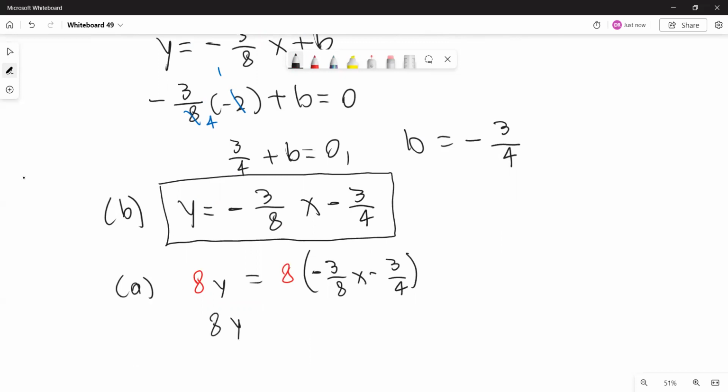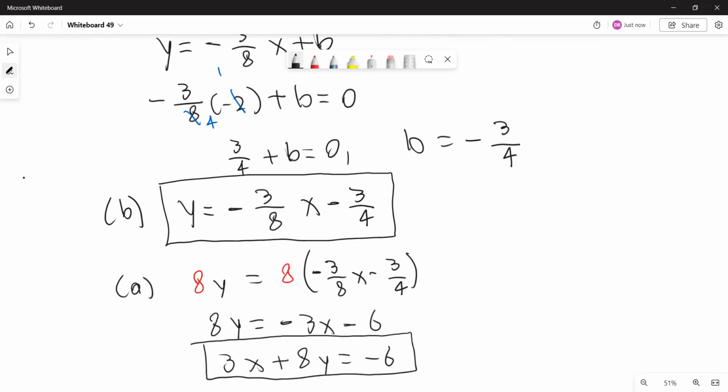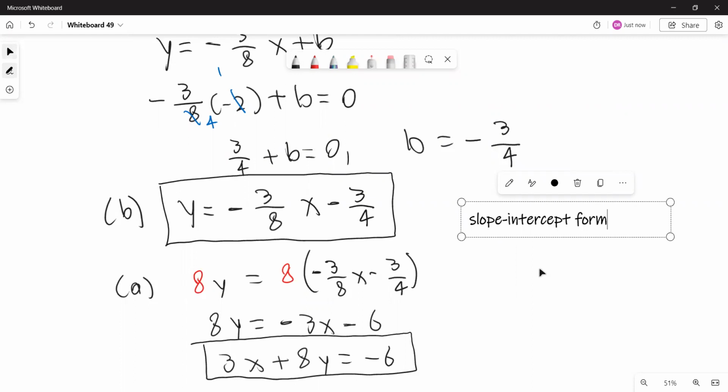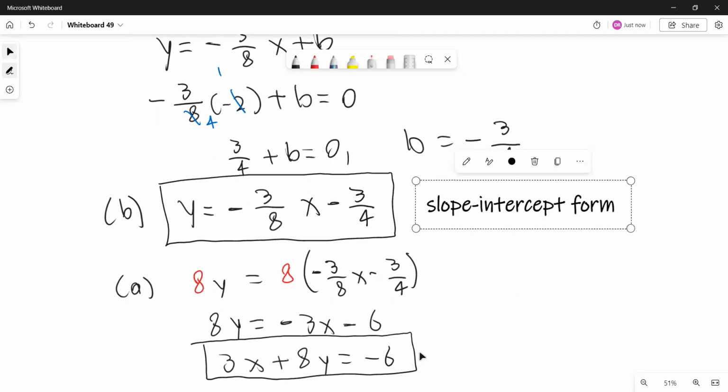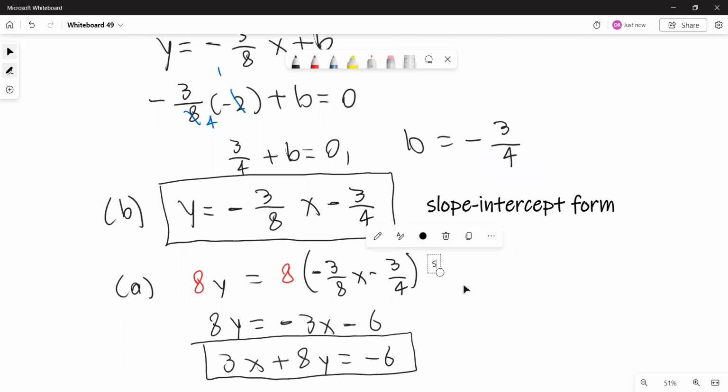8y is negative 3x minus 6. So 8 over 4 is 2. 2 times -3 is -6. And 3x plus 8y is -6. Okay, so the first one is the slope-intercept form. And the second one is the standard form.